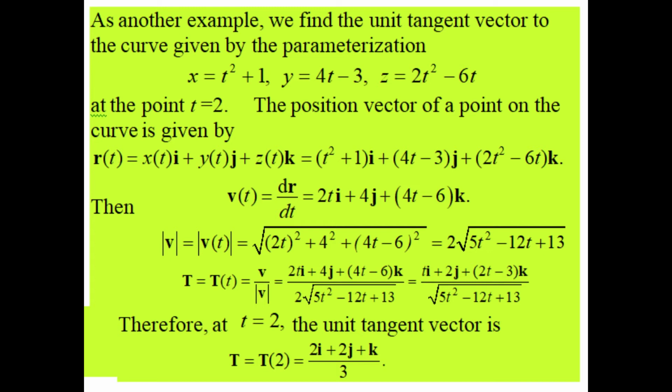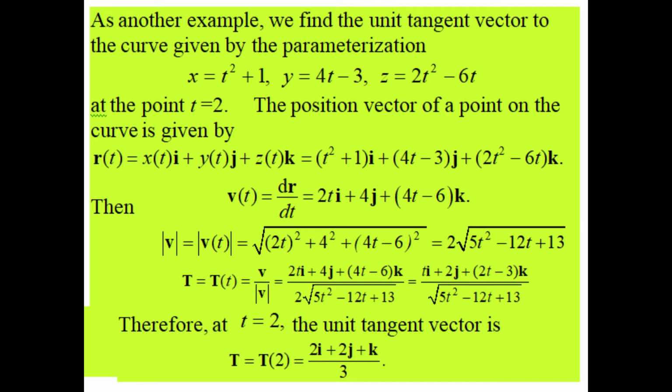So the velocity vector v(t) = dr/dt = 2t i + 4j + (4t − 6)k. Then |v| = |v(t)| = √((2t)² + 4² + (4t − 6)²), which simplifies to the scalar valued function 2√(5t² − 12t + 13).